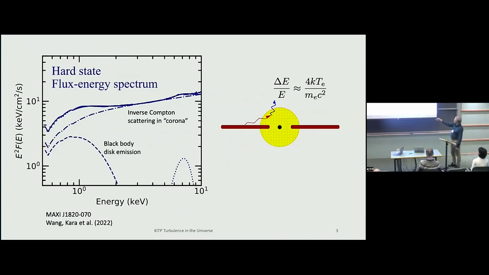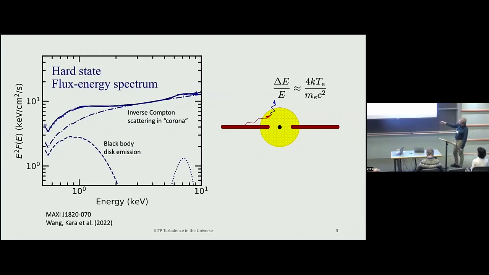And then on top of that, there's an X-ray tail, a power law-like tail that we believe corresponds to inverse Compton emission of that softer black body emission by some distribution of hot energetic electrons, 10 to the 9 up to 10 to the 10 K, in some distribution that we generically call the corona. It's inverse Compton scattering in the corona that's giving us this emission here.